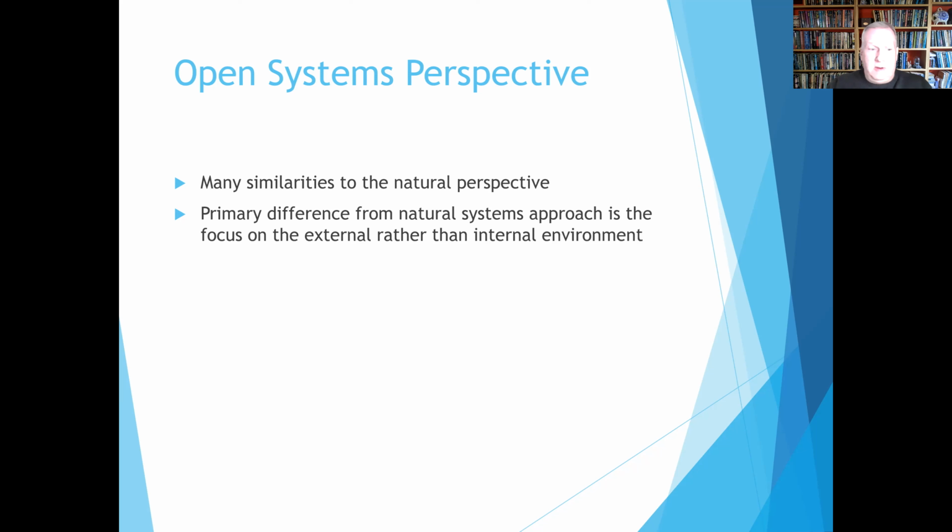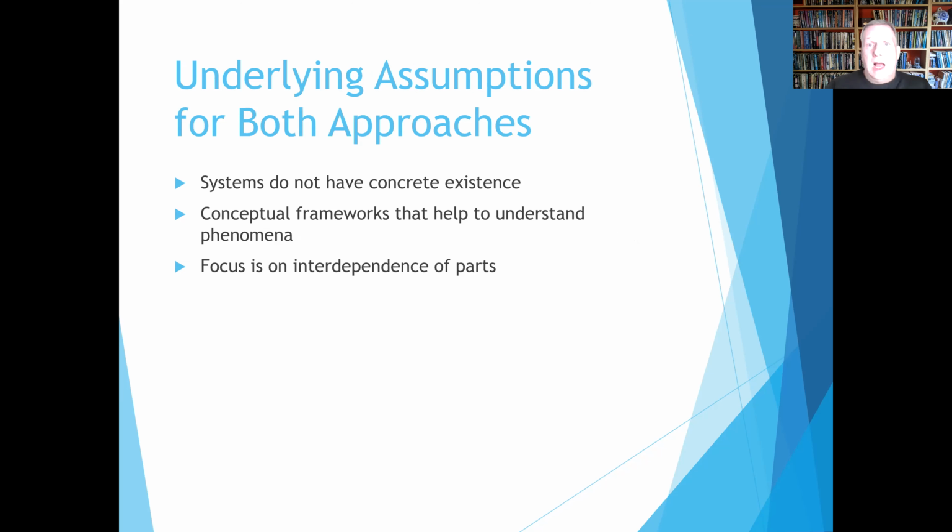So again, the big difference here is natural systems theory is a closed environment in that we are looking within the organization to try and achieve a balance between all the different working parts within the organization. In open systems theory, we look beyond the walls of the organization, and we're looking for a balance between the organization and the external environment that that organization operates within.